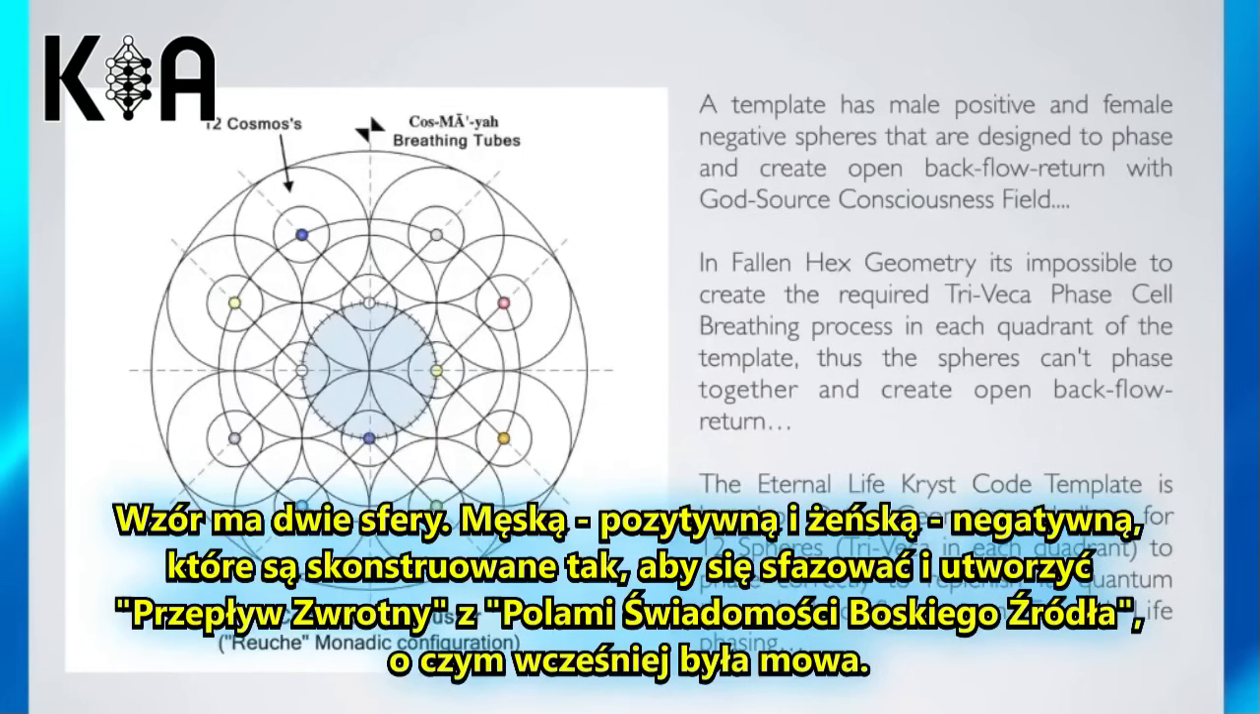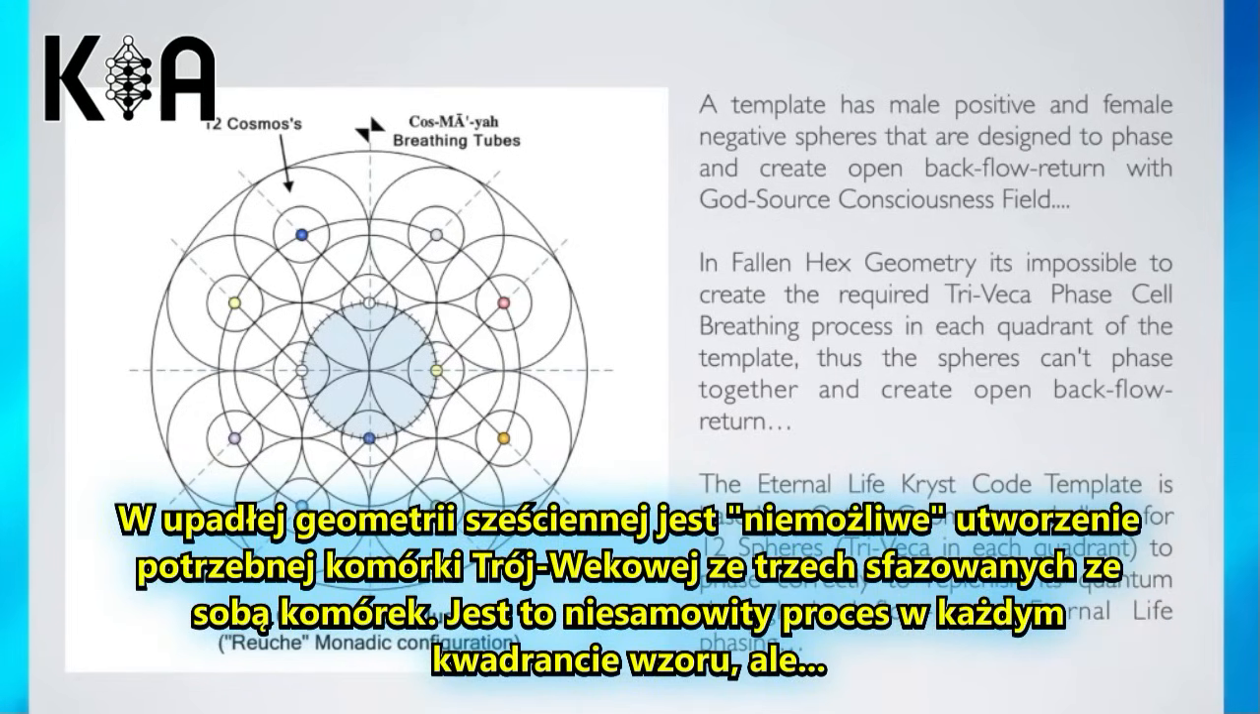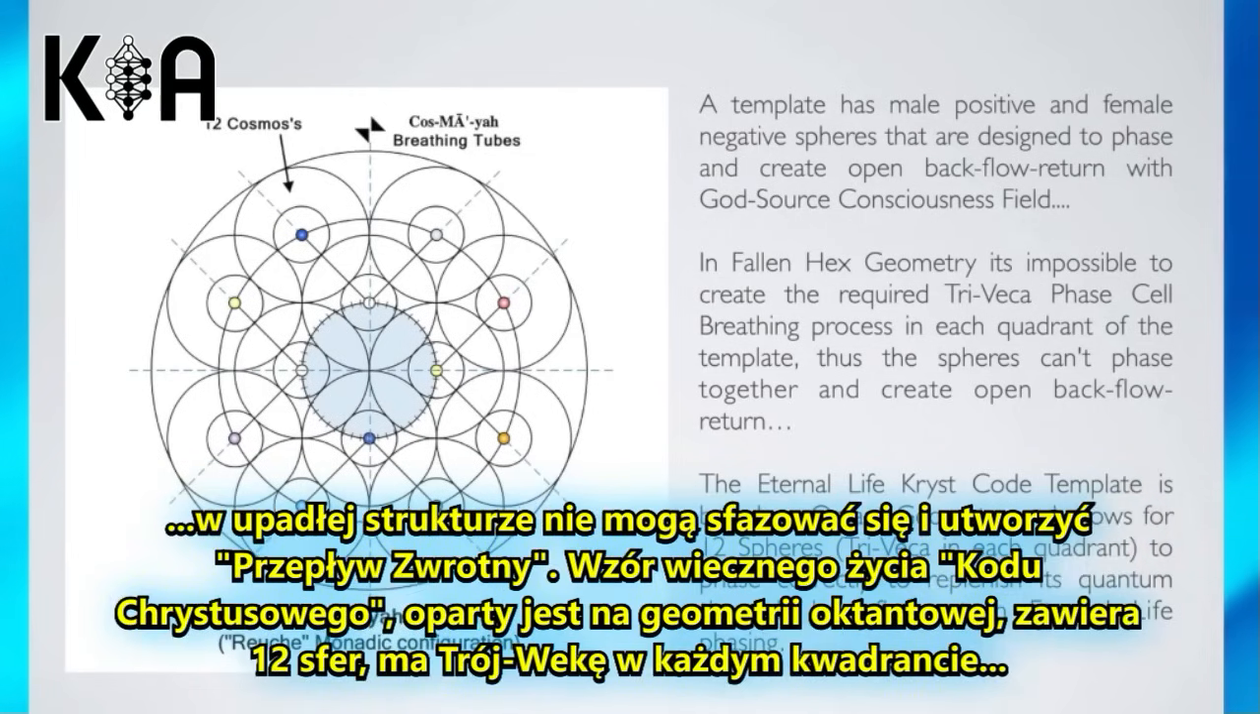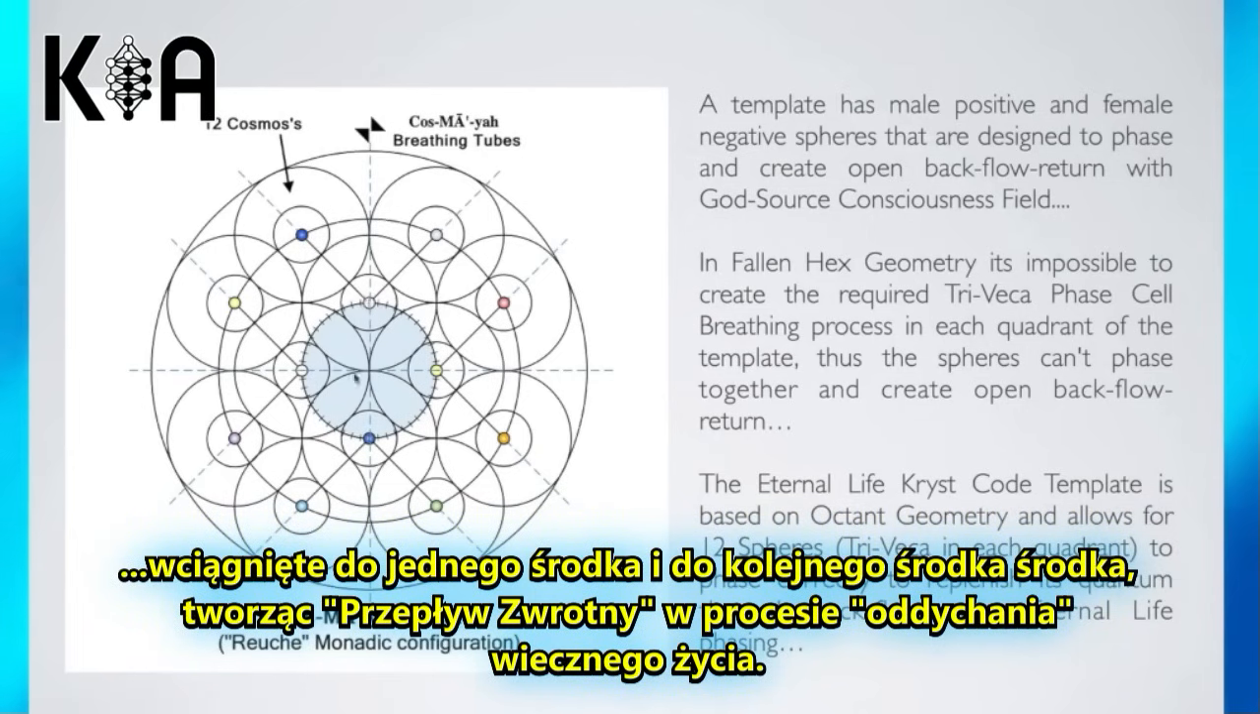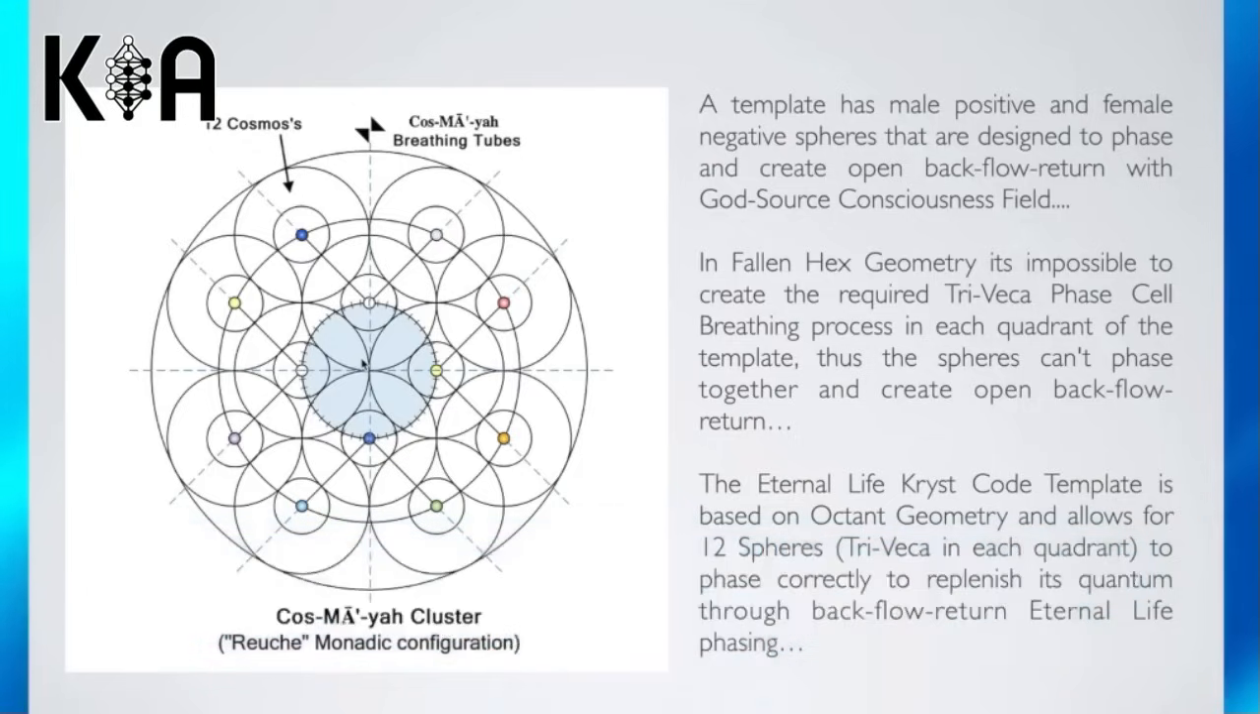So a template has male positive and female negative spheres that are designed to phase and create open backflow return with God source consciousness field, as I've explained a little moment ago. In fallen hex geometry, it's impossible to create the required Triveca phase cell, which is the three cells together that phase, breathing process in each quadrant of the template. Thus, the spheres can't phase together and create open backflow return. The Eternal Life Christ code template is based on octant geometry and allows for 12 spheres, a Triveca in each quadrant, to phase correctly to replenish its quantum through backflow return eternal life phasing, which again would be, this is a Triveca here, and these two cells would phase together, spark, pull into the center, and create backflow return in an eternal life breathing process.